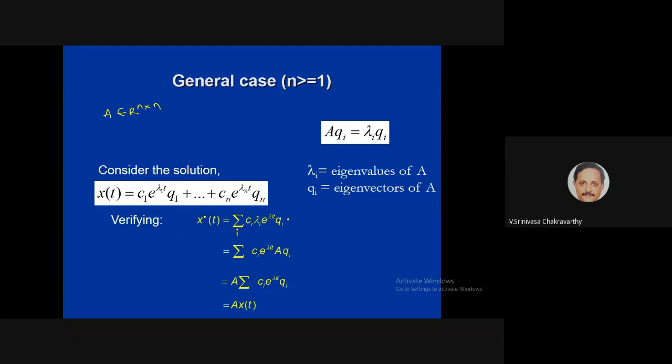Okay, so now lambda I Qi, if you take this expression, here you have lambda I Qi, which is nothing but AQi. We have seen that already here. So if you plug this in here, the lambda AQi becomes AQi. So you get C into e power lambda I t AQi. So A can be taken out, right? So you get this part.